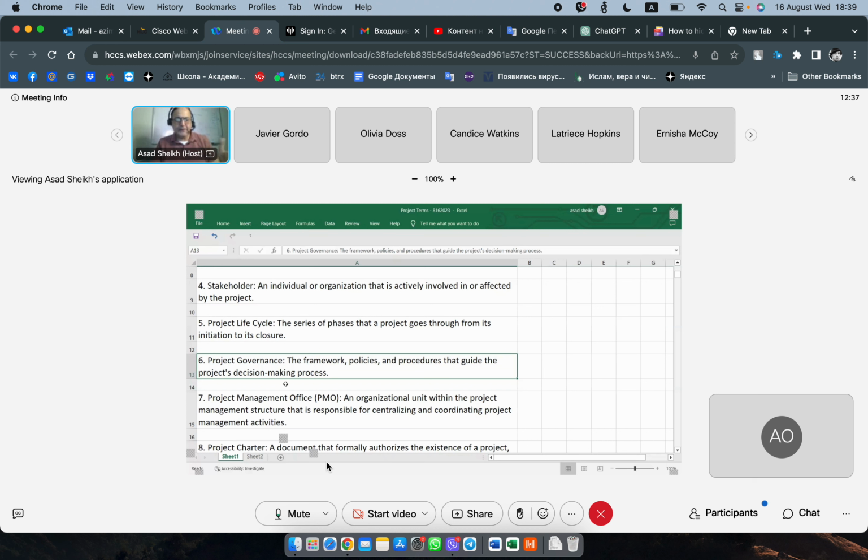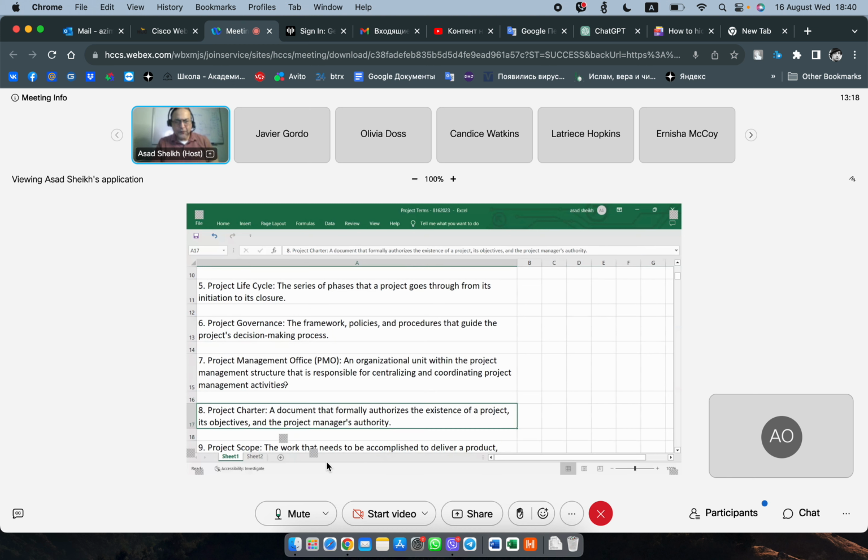Project governance. These are definitions, and you should know these definitions. At least you should know. You don't have to memorize anything. You should have a conceptual idea of what all these things are. So when you talk about project governance, the framework, policies, procedures that guide the project's decision-making process. So you could have a team governance as well, where you are talking about how many meetings we're going to have, who's going to be in our teams, and how we're going to pretty much govern our collaboration and our work as we proceed through planning, execution, and so forth.